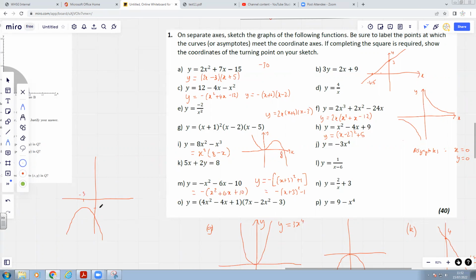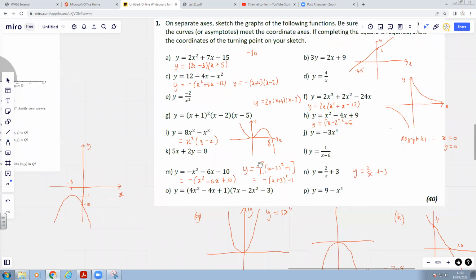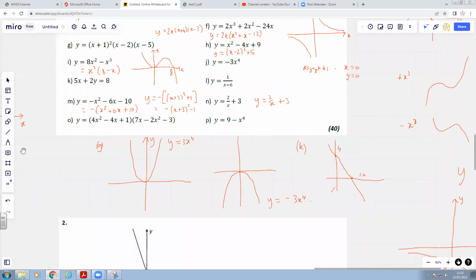And what's more, when x is 0, y is minus 10. So that occurs at minus 10, that intercept. And you've got it. Y and x. What are we moving on to now? This one. So this is just like the graph of y equals 2 over x, but we've moved it up 3. That's what we've done here. That's a function transformation where you move it up 3.